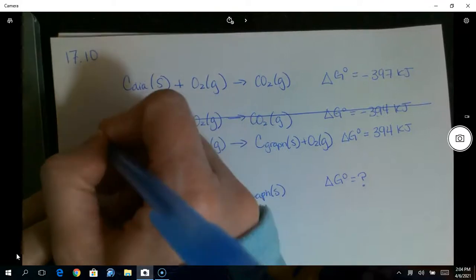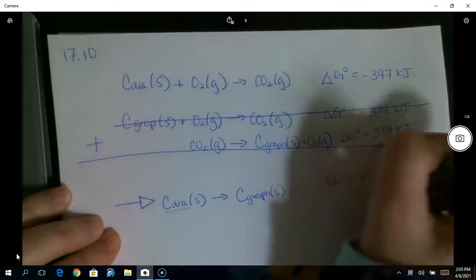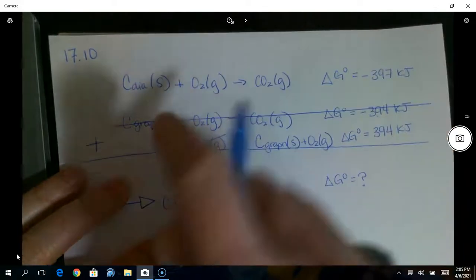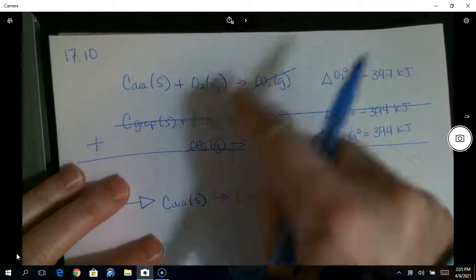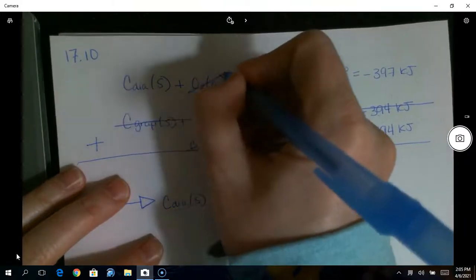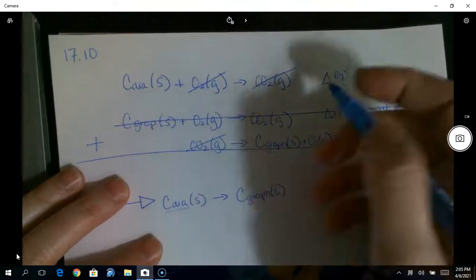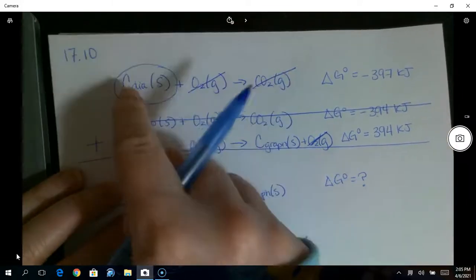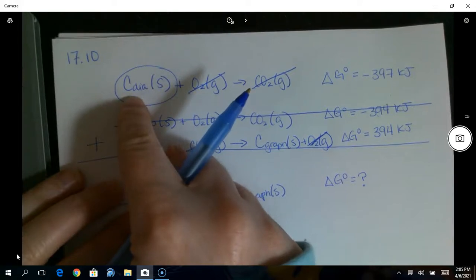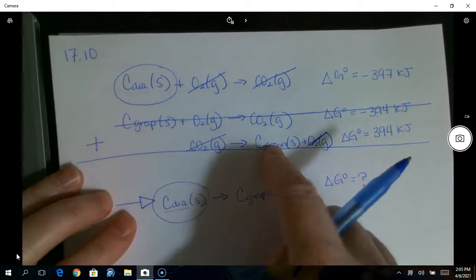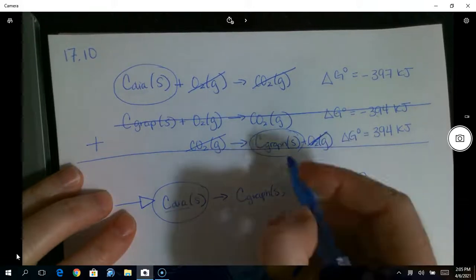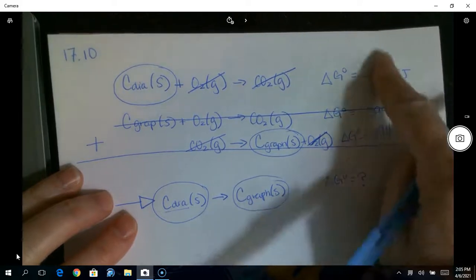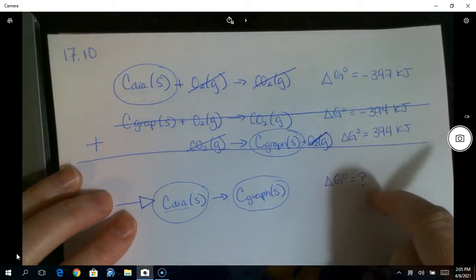When we add up these equations now, I can see that my CO2 gas has a reactant and 1 mole as a product, so those will cancel. I have 1 mole of oxygen gas as a reactant and 1 mole of oxygen gas as a product. I have 1 mole of carbon in the diamond form as a reactant, which is what I want. I have 1 mole of carbon in the graphite form as your product, that's here. And I can just add this up to figure out the Gibbs free energy.